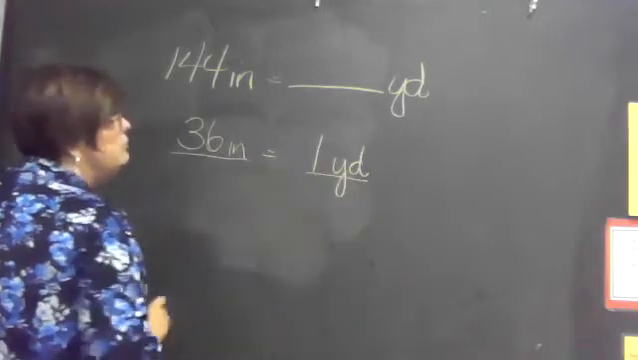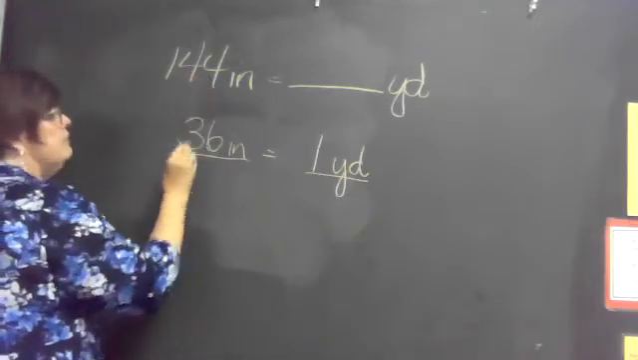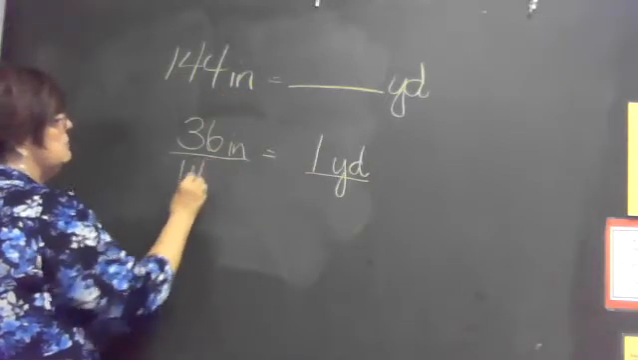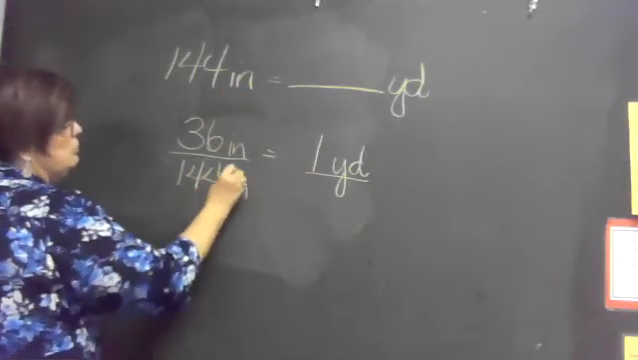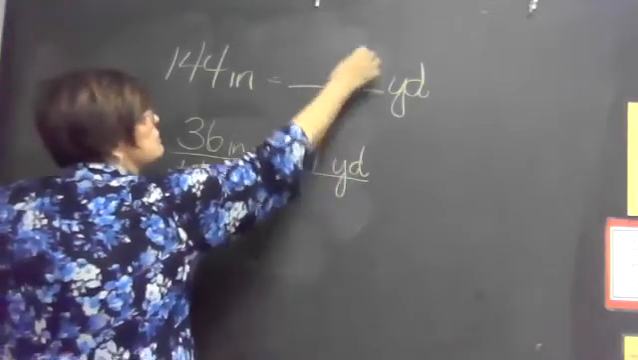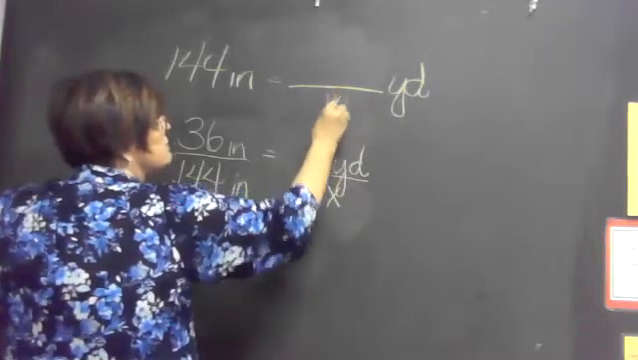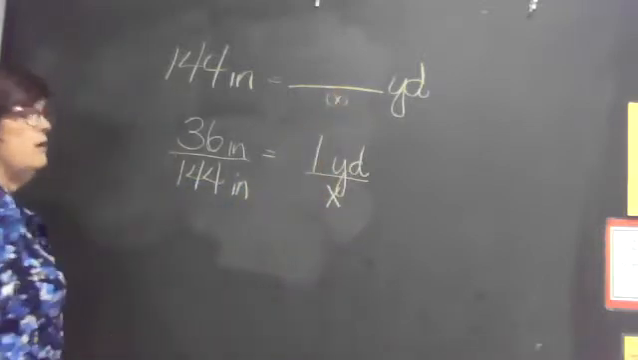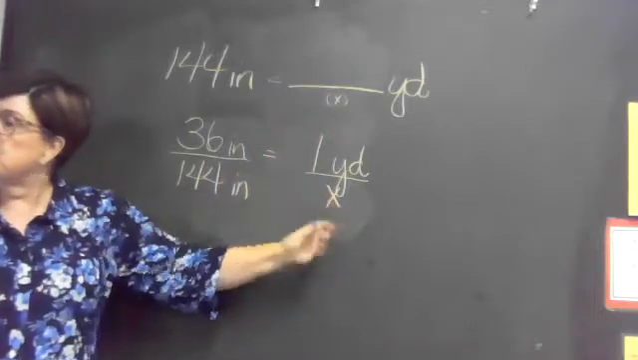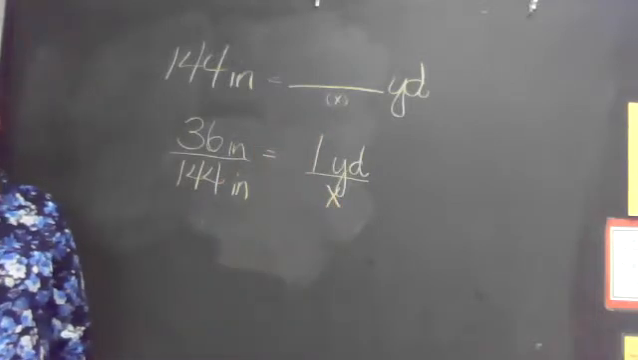Underneath, we're going to put what we want to find out. And so we have 144. We have to put the inches with the inches or you'll get the wrong answer. So we're going to put the inches with the inches, and since we don't know the yards, that's X. That's going to be our X. So now, what is this? One fraction equal to one fraction. What's that called? Proportion. That is exactly right.